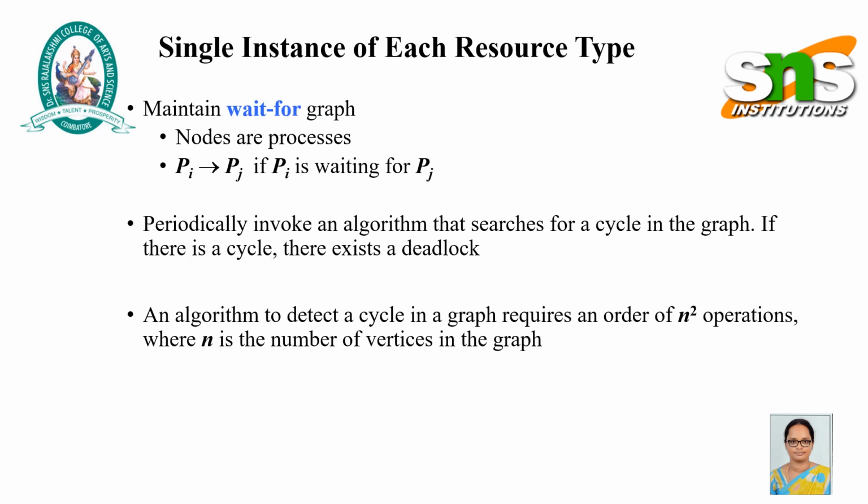For a single instance of each resource type, we maintain a wait-for graph. Here we are representing the nodes and directions. The nodes we can call processes. Periodically it invokes an algorithm that searches for a cycle in the graph. If there is a cycle, there exists a deadlock. An algorithm to detect a cycle in a graph requires an order of n squared operations, where n is the number of vertices in the graph.